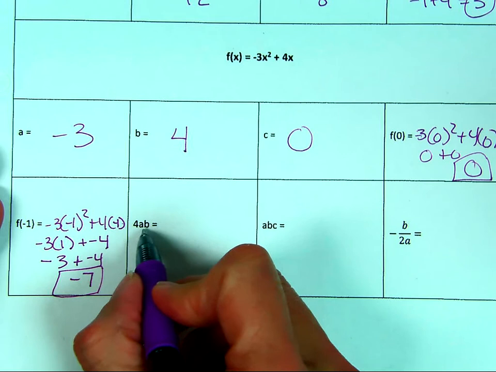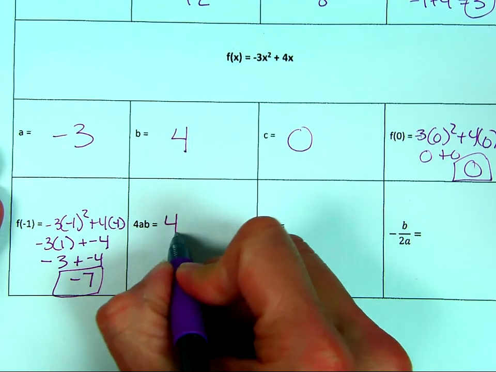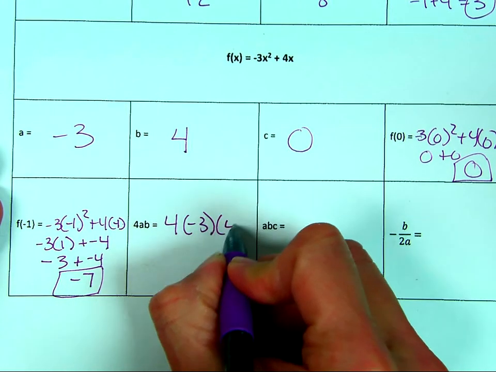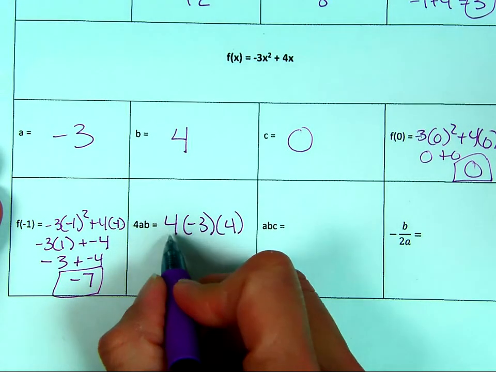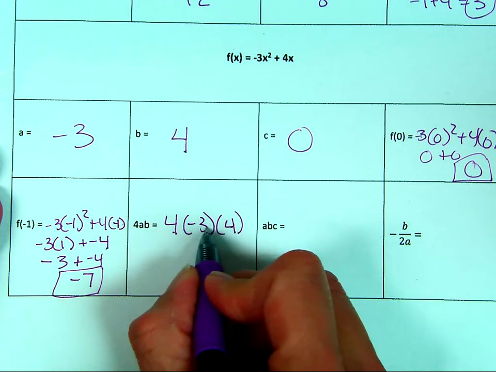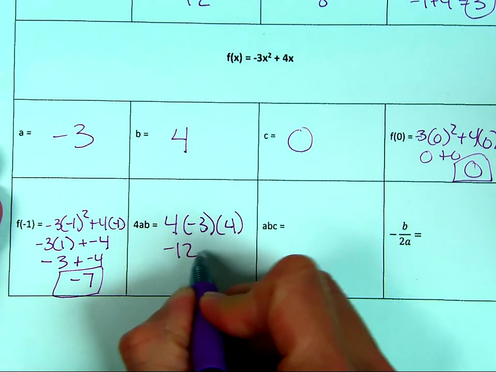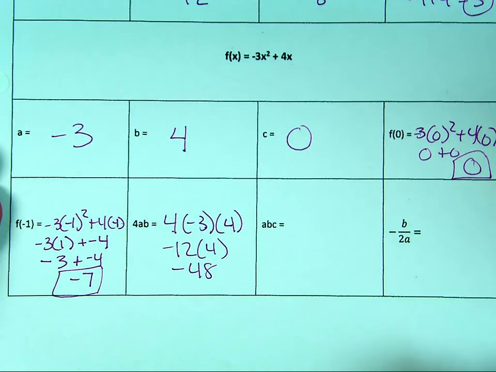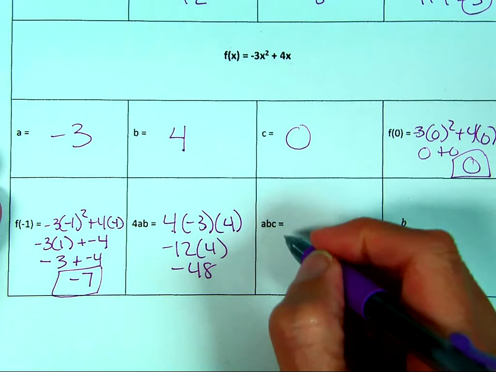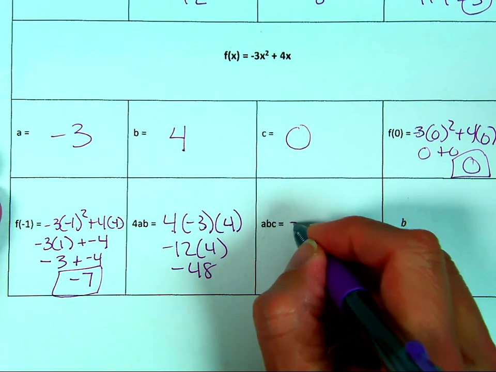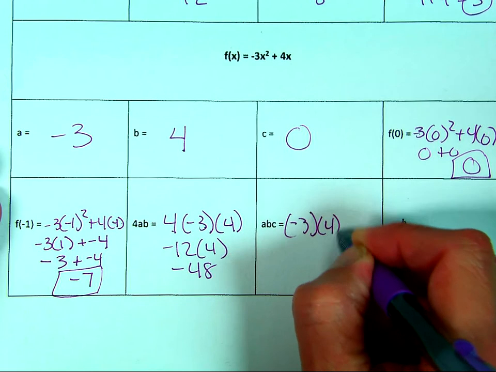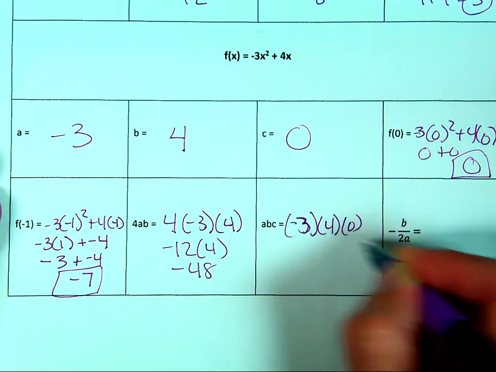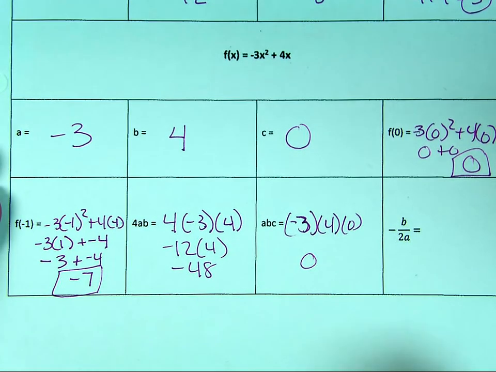Here I have to do 4 times a times b. So 4 times a times b. That's 4 times negative 3, which is negative 12, times 4. So that's negative 48. What's a times b times c? So that's negative 3 times 4 times 0. Well, anything times 0 is just 0.